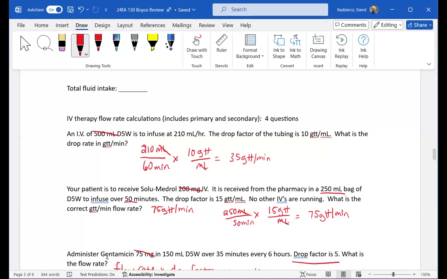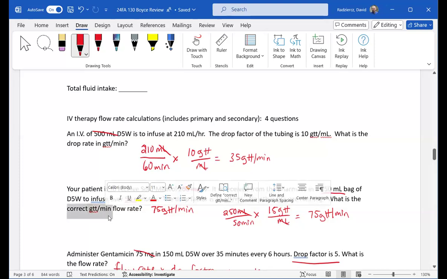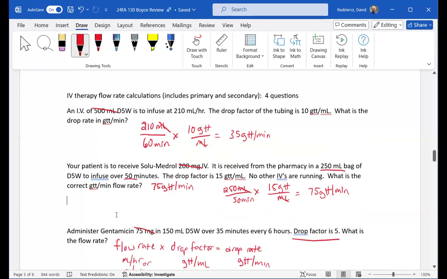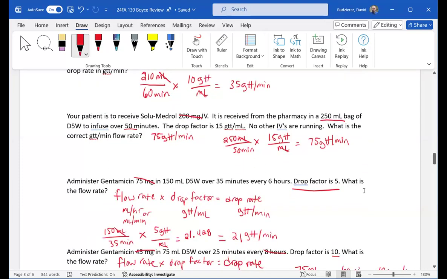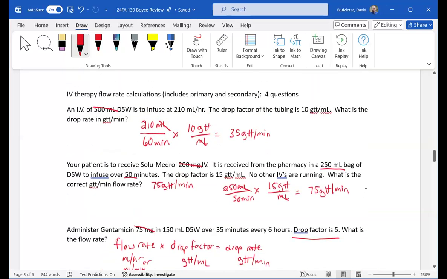Now, sometimes like at Allegheny campus, we give them what they're looking for. But your question is going to look more like this: what is the flow rate, or what is the drop rate? What is the infusion rate? And then you have to know what units to put in there. So that's why I was trying to tell you, if they give you a drop factor, they're looking for drop rate. If they don't, then they're just looking for flow rate.